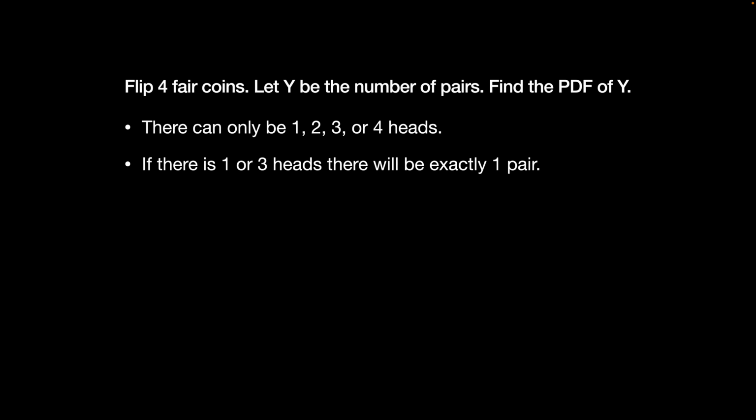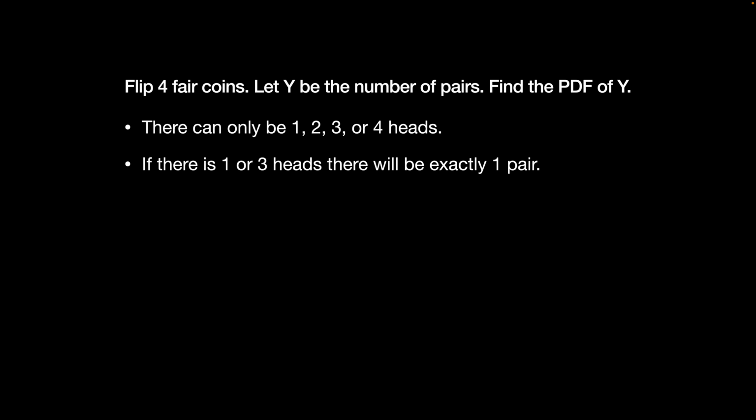So from there, we can just start by calculating, okay, what's the probability that y equals 1, or that there's exactly 1 pair? That's the same thing as calculating the probability that there's 1 or 3 heads. And notice the word or there, so we're going to be adding our 2 probabilities. The first thing we can do is see that in the case of 1 head, there's 4 different positions where we can choose where our head will go. So that's 4 choose 1, which comes from our elementary probability rules.